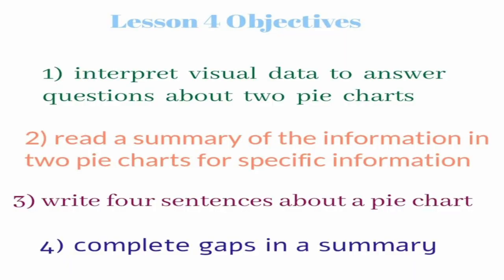Lesson 4 objectives. First, interpret visual data to answer questions about 2 pie charts. Second, read a summary of the information in 2 pie charts for specific information. Third, write 4 sentences about a pie chart to complete gaps in a summary.